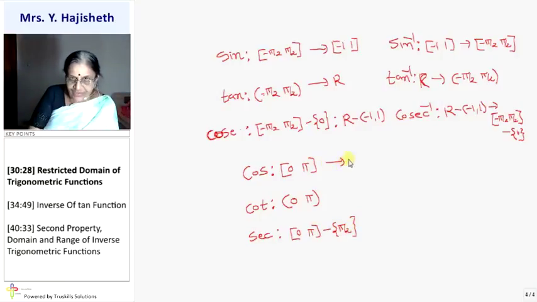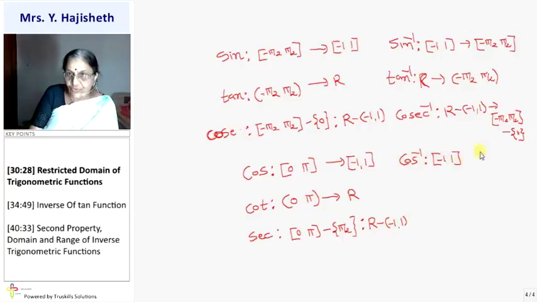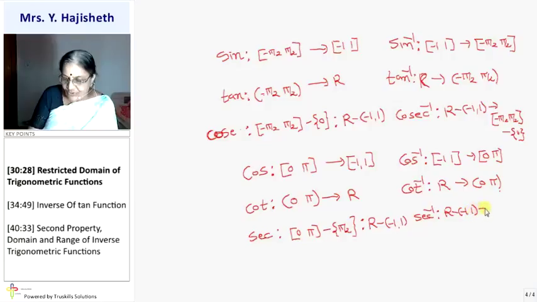And you know about the range. Cos ka range is closed interval minus 1 to 1. Cot ka range is R. And sec ka range is same as that of cosec ka range, R minus open interval minus 1 to 1. So naturally, cos inverse is a function from closed interval minus 1 to 1 to closed interval 0 to pi. Cot inverse is a function from R to open interval 0 to pi. And sec inverse is a function from R minus open interval minus 1 to 1 to closed interval 0 to pi minus set containing pi by 2. Are you clear?